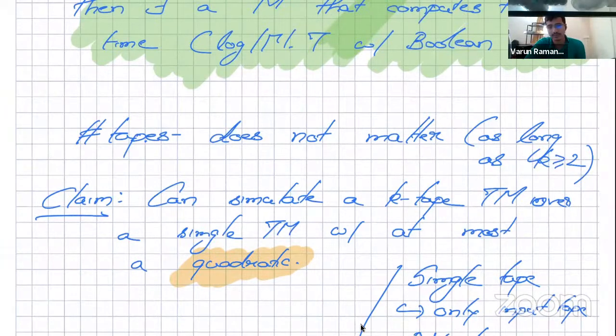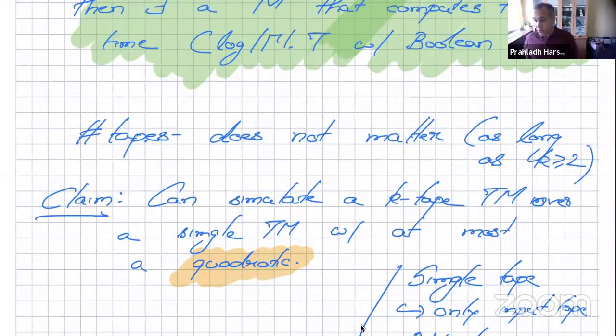So if we are only talking about time, I'm thinking even quadratic, it's still only polynomial away from any other time. It's a great theorem. It says that if you're willing to allow a quadratic slowdown, then you might as well always work with a single tape Turing machine.